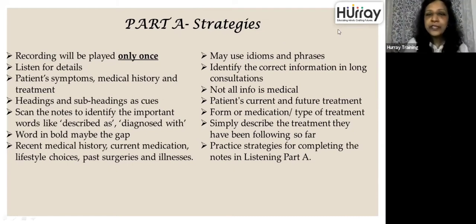Let's look at some other strategies. In the listening test, they may use idioms and phrases. Idioms are commonly used words or phrases which are not a complete sentence, but they're related to health. For example, you say, an apple a day keeps the doctor away. That's to do with health. That's an idiom or a phrase. It's like a small phrase. Sometimes you don't get it as a complete sentence. So you may get usages like that. They may ask you what that means. You have to be familiar with these.